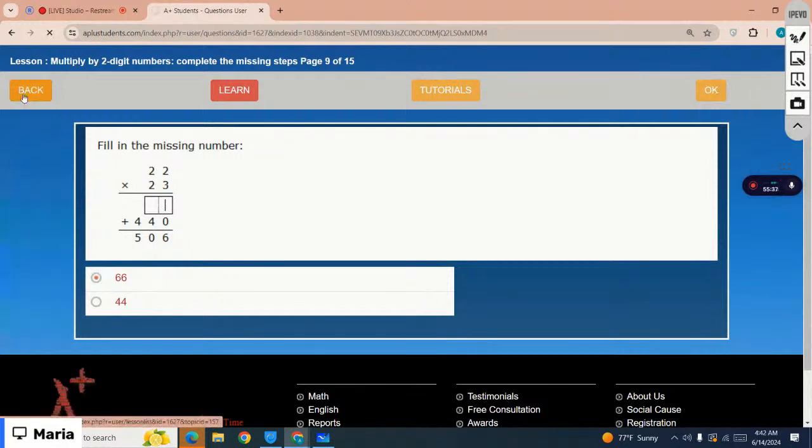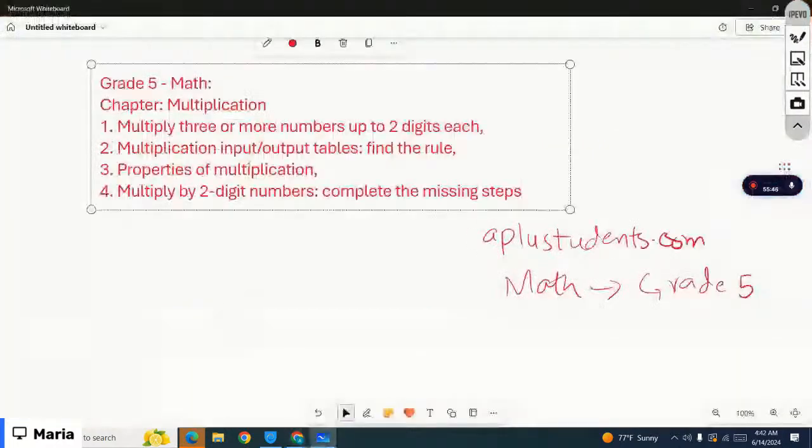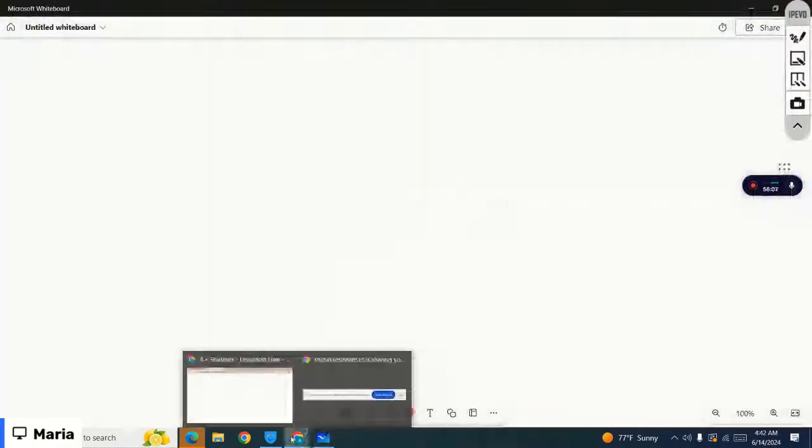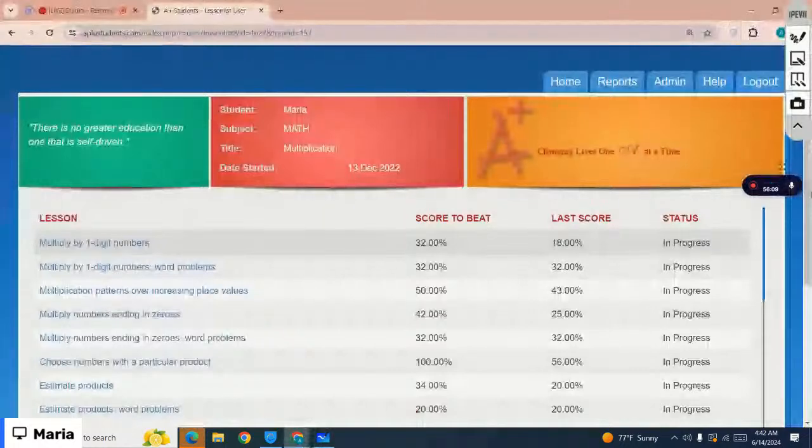So we were working on grade 5 math. The chapter we were working on is multiplication. The lessons we have covered today are multiply 3 or more numbers up to 2 digits each, multiplication input output tables, find the rule, properties of multiplication, multiply by 2-digit numbers, complete the missing steps. So please make sure before the next session you complete all the practice questions for the lessons we did today. That is your homework until the next session, right?